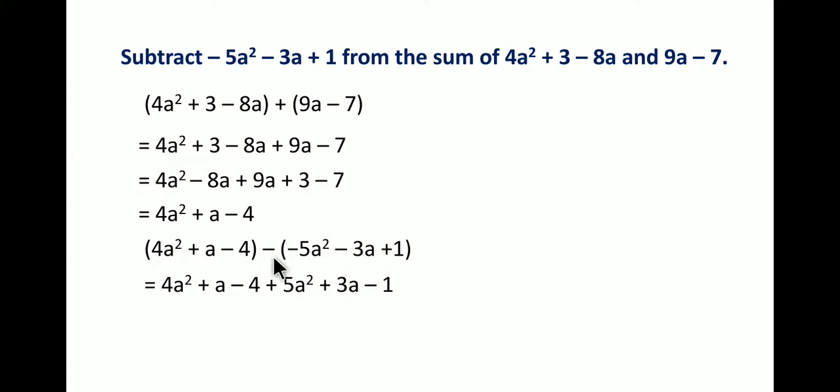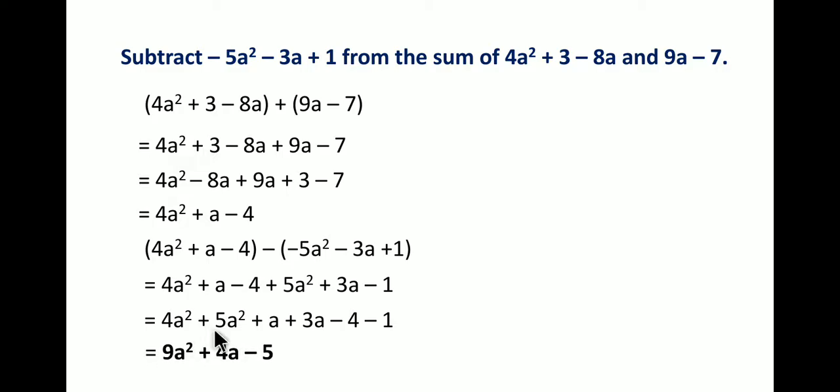That's why you need to be careful when there is a minus sign in front of any expression outside the bracket. Now in the next step we will keep the like terms together. 4a squared and 5a squared come together as like terms. Similarly, a and plus 3a come together, and minus 4 and minus 1 come together as like terms.